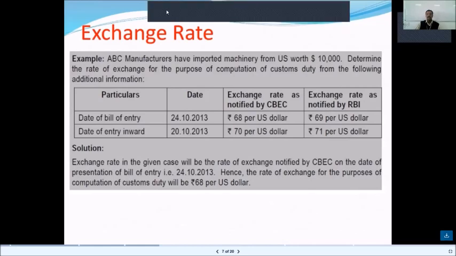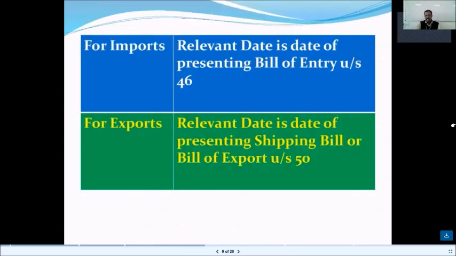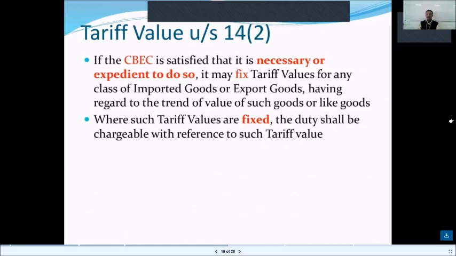Relevant date for exchange rate: the price shall be calculated based on the exchange rate on the relevant date. For imports, the relevant date is the date of presenting the bill of entry under section 46. And for exports, the relevant date is the date of presenting the shipping bill or the bill of export. So these are the rules. Now we saw transaction value.